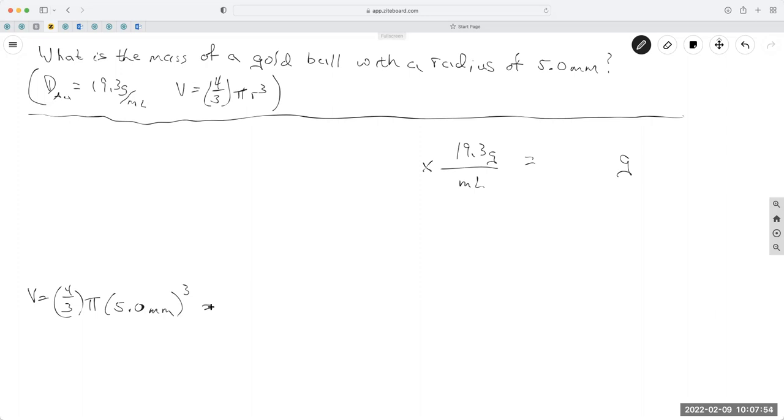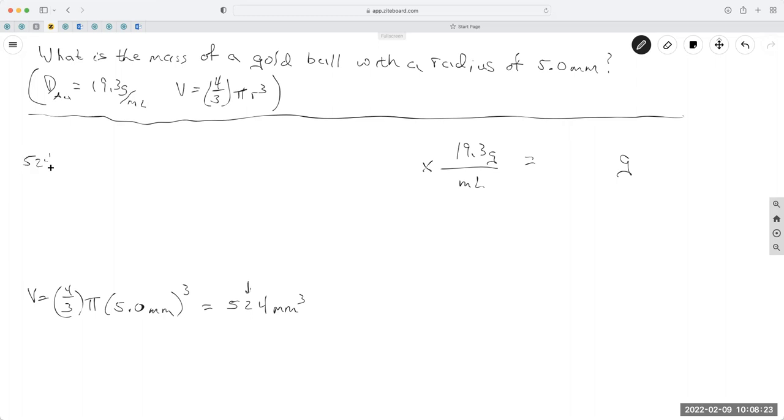And pi and the 4/3 do not affect your sig fig. So this has two sig figs. Now, it's not a bad idea keeping an extra digit and rounding later. So this is going to be 524 cubic millimeters. All right? So that's my volume. I'm going to make a note that I only have two sig figs. Just I'm going to note that to myself. So I'm going to put that over here for a minute.